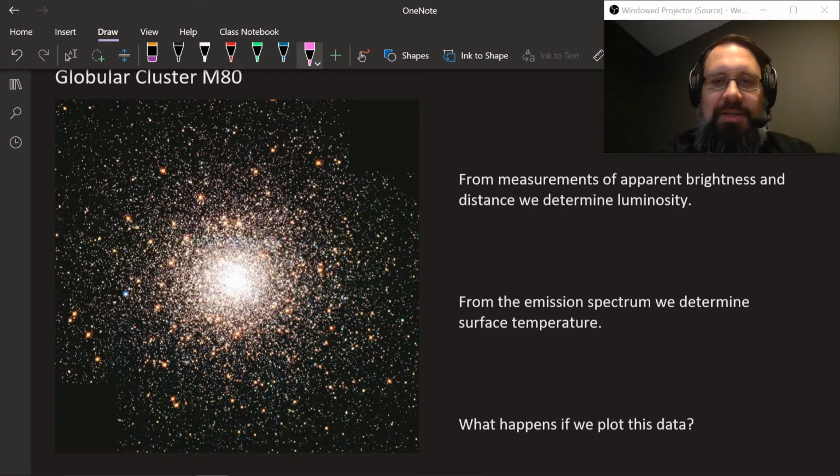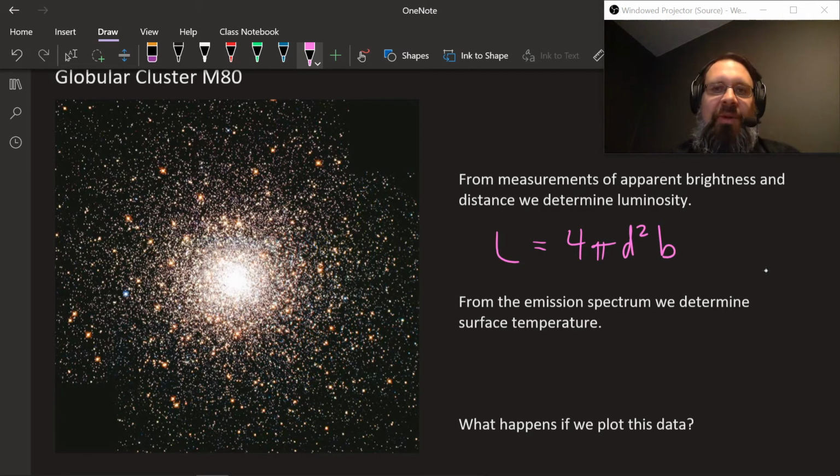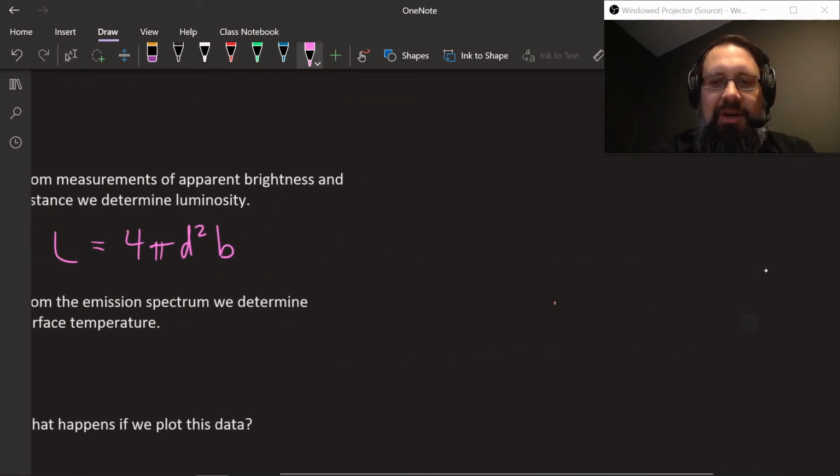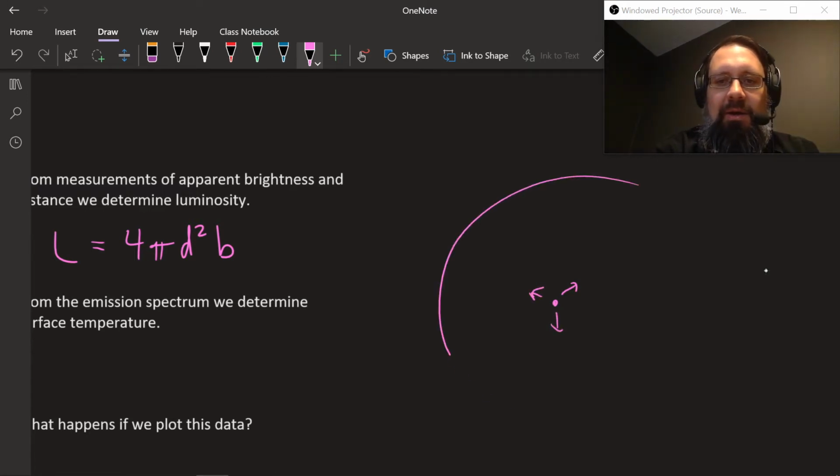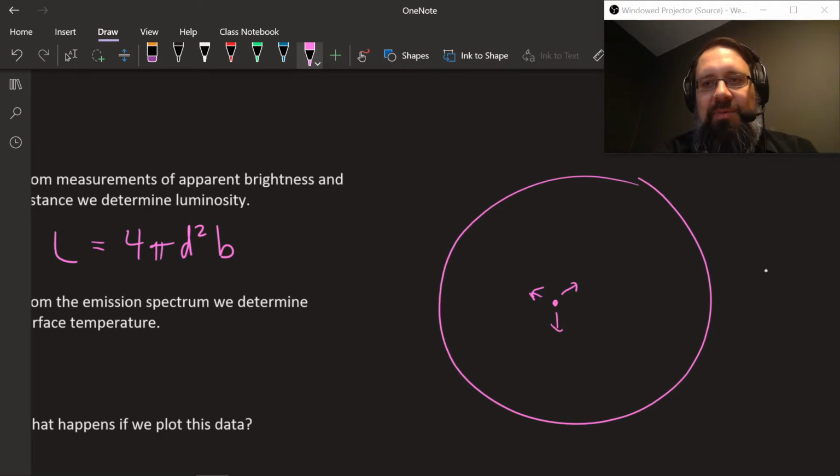This is a review from the video that I had you watch last time. The luminosity is 4 pi d squared times the brightness. That's the luminosity of a star. The 4 pi d squared is the idea that there's a star here radiating energy outward, and all across this whole area is where the energy is spread out.